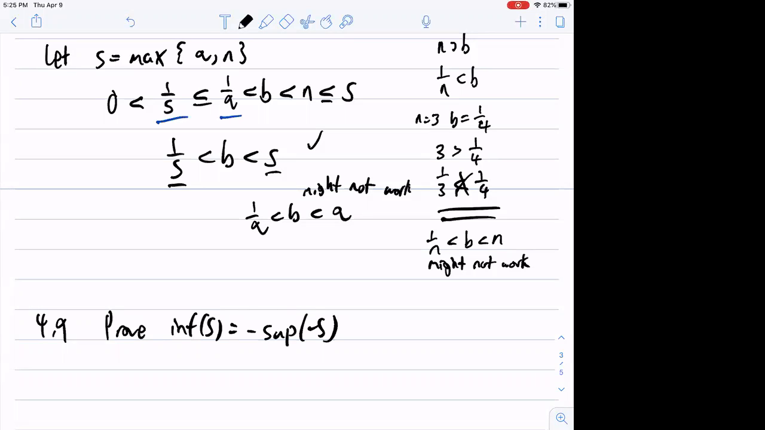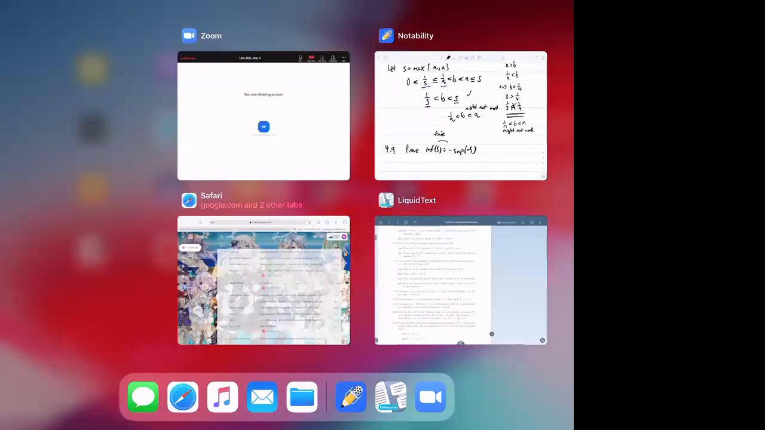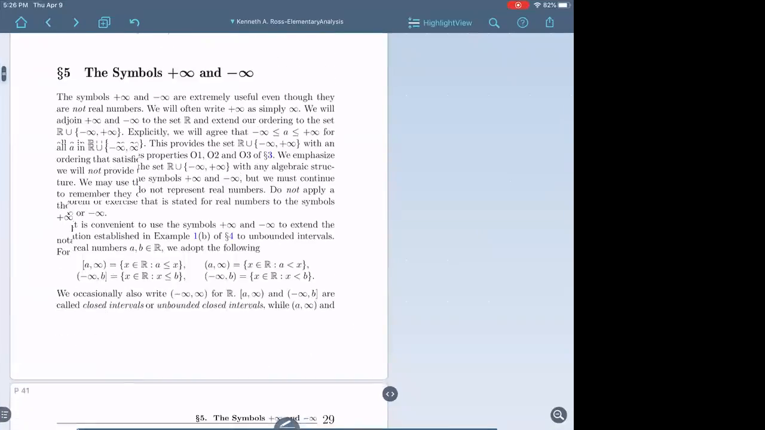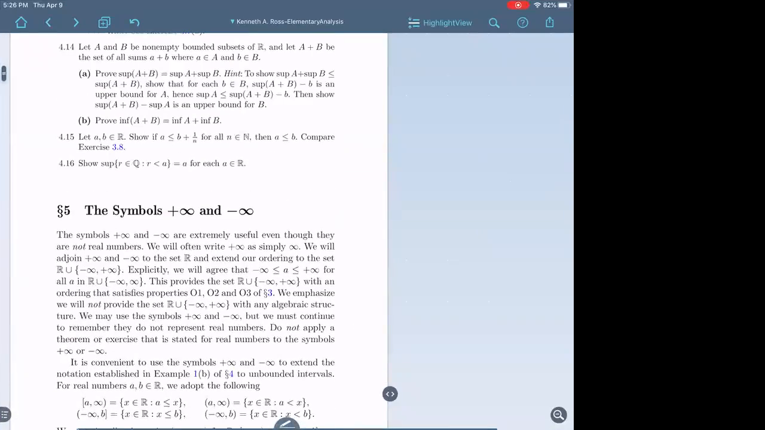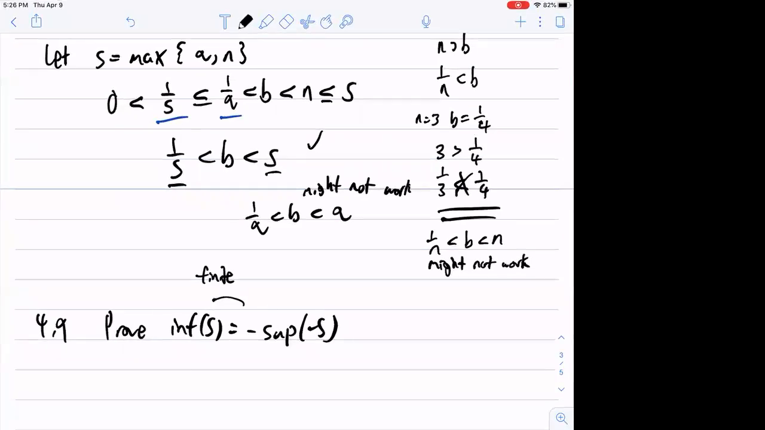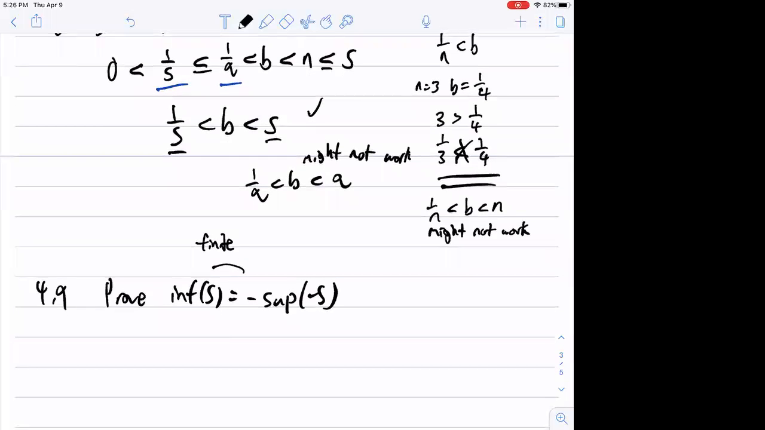So we're going to assume these are finite, right? We never really introduced infimum and supremum to be infinity yet. I think that's the next section, right? The next section is like the symbols plus infinity and minus infinity. So as of now, we only constructed the real numbers, right? We never introduced what infinity and negative infinity is yet. So the book sort of assumes this thing is finite. So, okay, how do we do this?